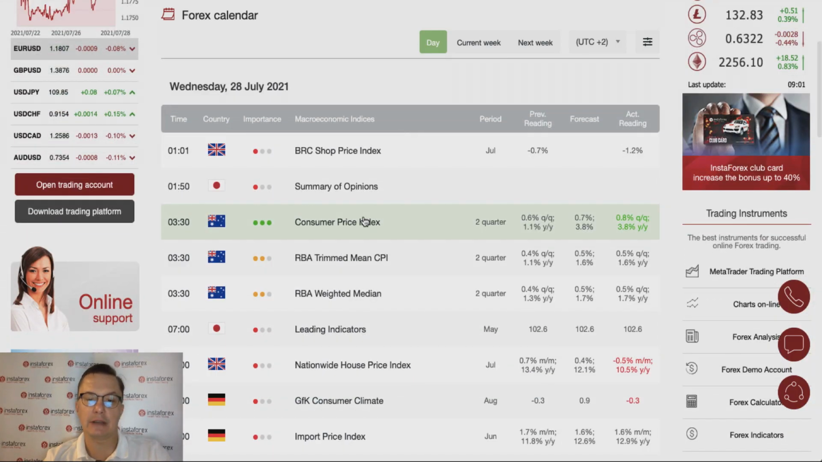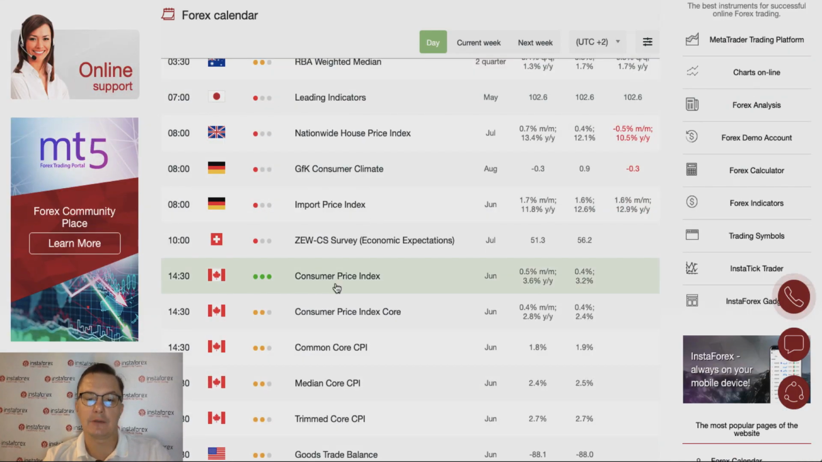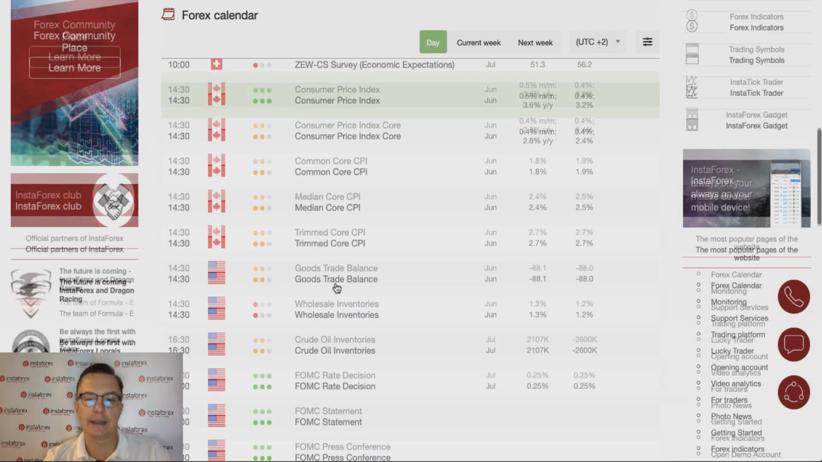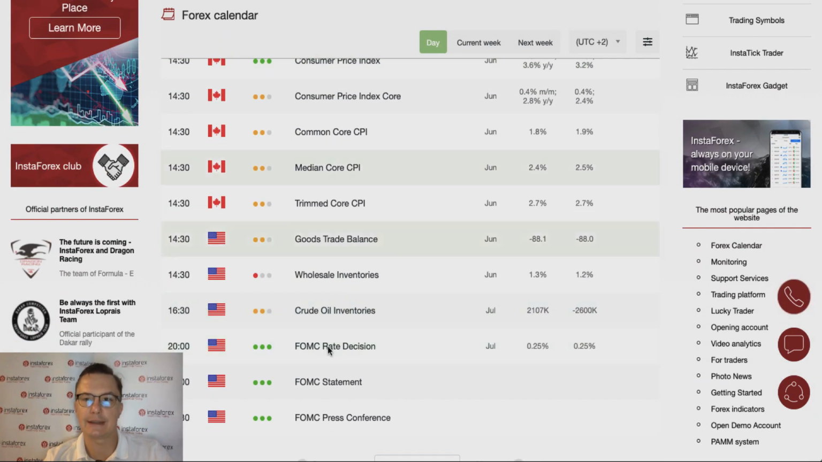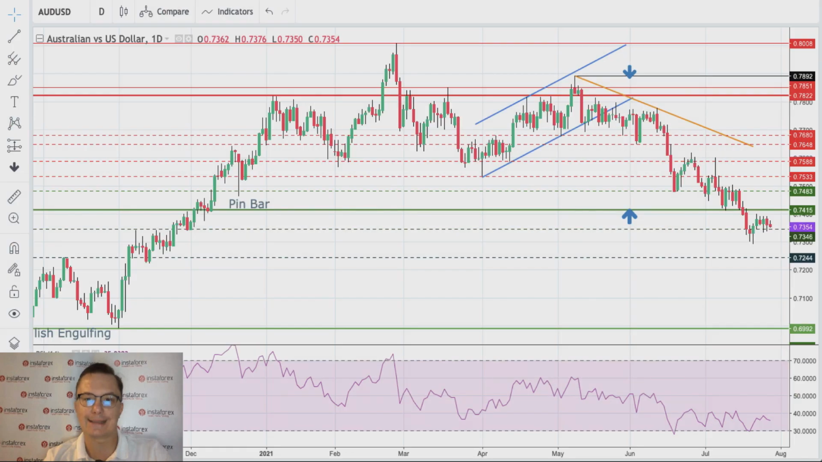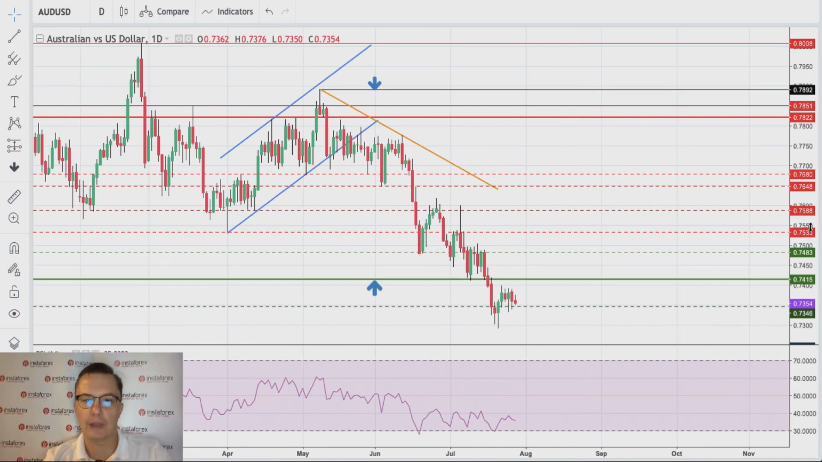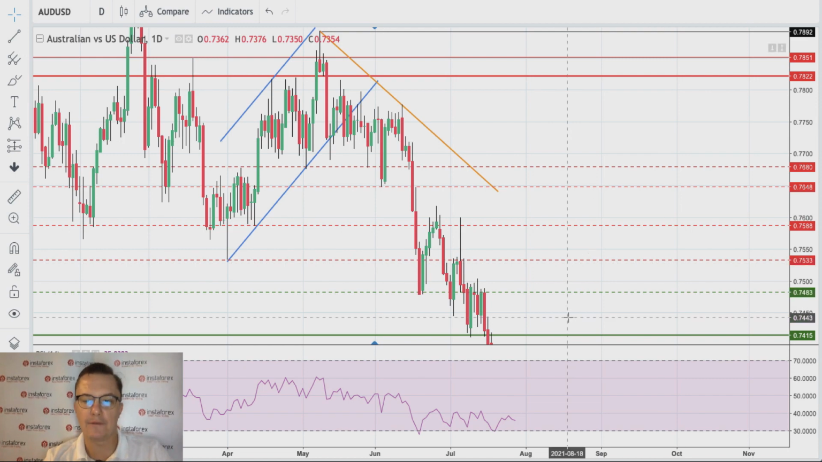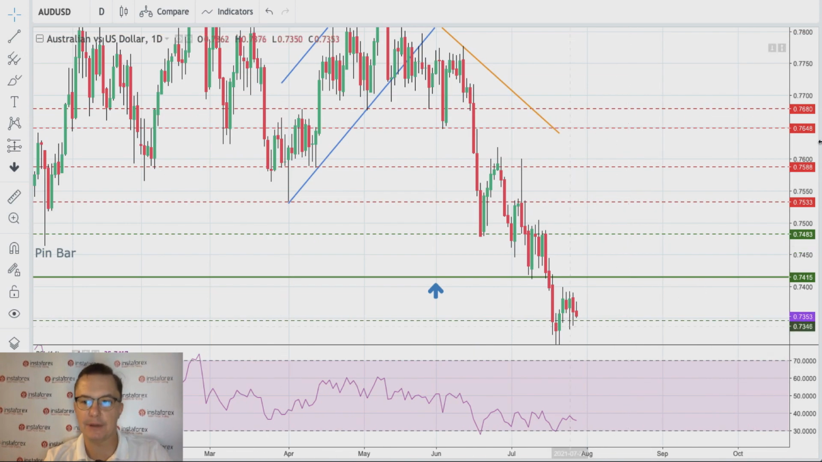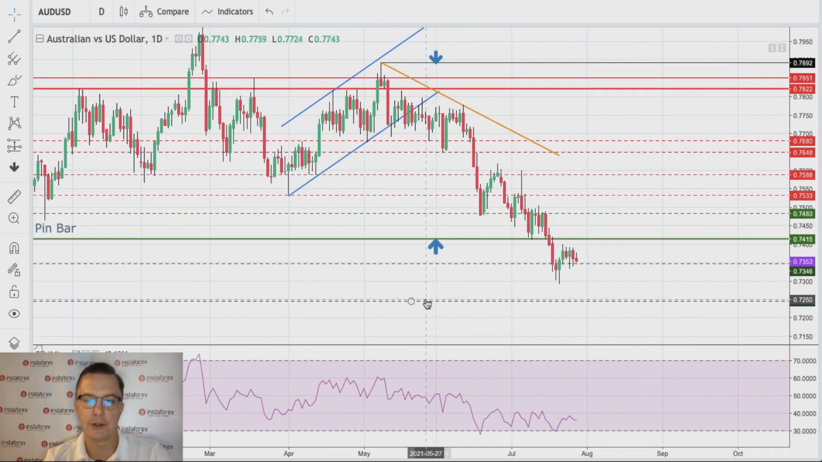We will take a look at the Australian dollar, we will take a look at the Canadian dollar, and of course we will take a look at the US dollar index. So let's start with the Australian dollar analysis. What do we have here? We have a very nice chart. Apparently I would like to zoom out for a second.